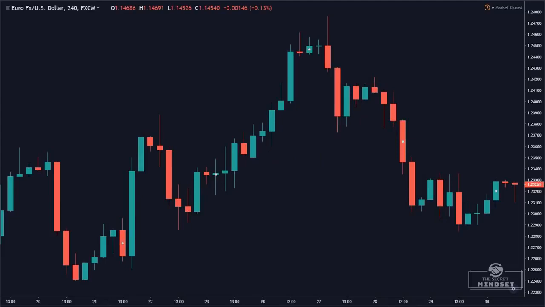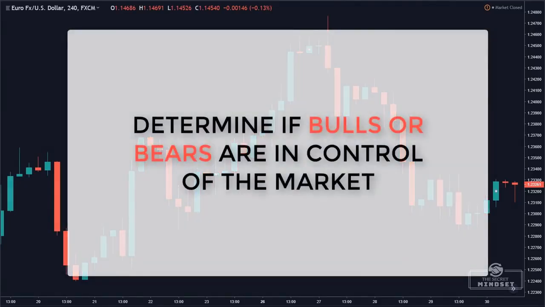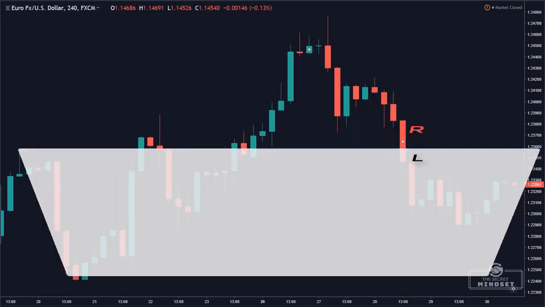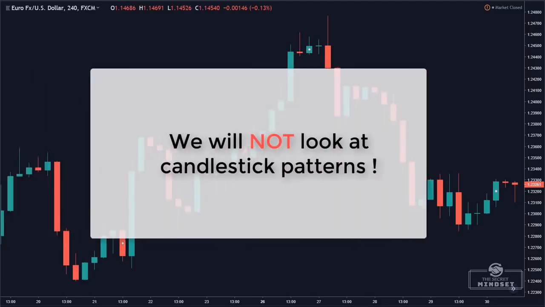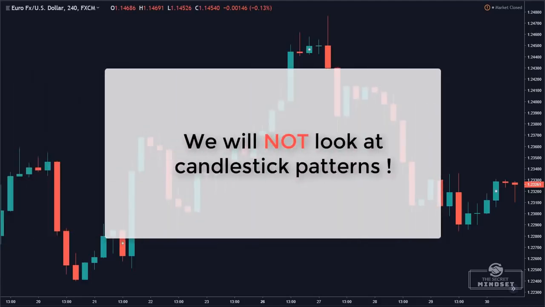When we read the price action on a chart, we don't have to overanalyze or complicate our trading. We just have to determine whether the bulls or the bears are in control of the market. How do we do that? By analyzing the bull bars, the green ones, and the bear bars, the red ones. Before we begin, let me be clear on something. We will not look at candlestick patterns yet.